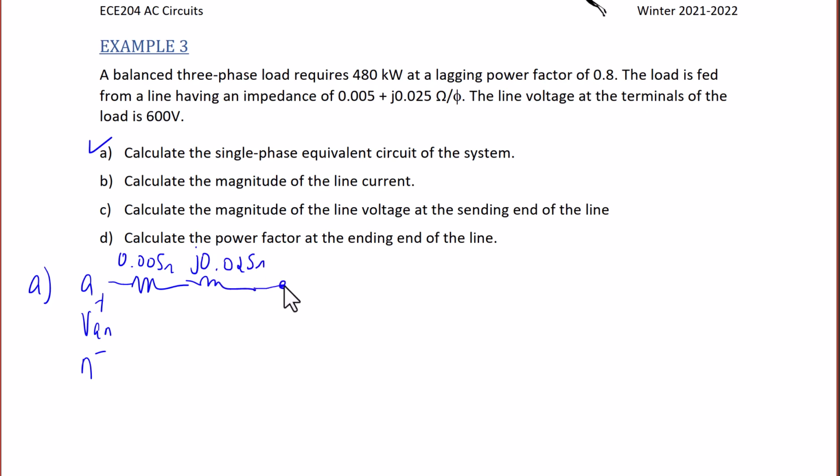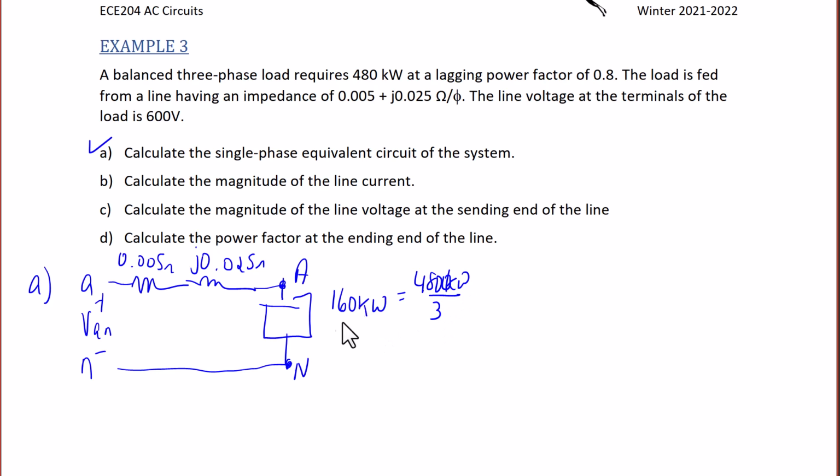And then over here, we're going to have node capital A, and down here, we're going to have node capital N. And then the load is in between A and N. And that load is going to be 160 kilowatts, because remember, this is 480 kilowatts, but it's only for one phase. So we take that value and divide it by 3. And the lagging power factor is still 0.8 lag.